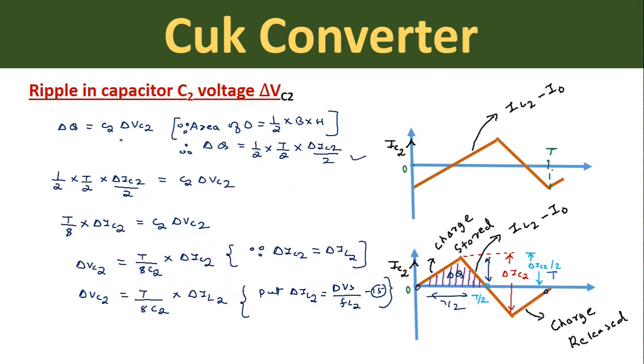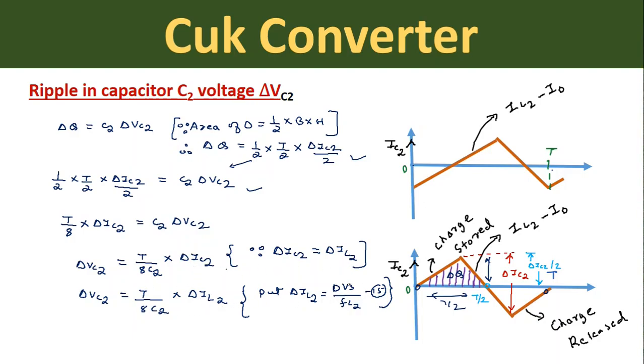Now we will take the formula del Q is equal to C2 into del Vc2. Now we will put this equation here, and we get this type of equation. From here we get T by 8 into del IC2 is equal to C2 into del Vc2. From here del Vc2 will be equal to T by 8 into C2 into del IC2. From the previous equation number B, we have seen that the change in capacitor 2 current is equal to the change in inductor 2 current. We will put del IC2 is equal to del IL2 here. We will get this type of equation.